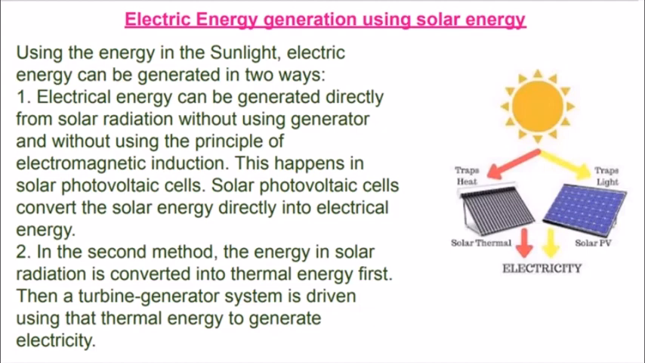And the other method is that we convert this solar energy into thermal energy. That is, the solar energy gets converted into steam, and because of this steam the turbine will rotate. We use electromagnetic induction here, we use the generator, and then the energy can be generated. So these are the two forms in which we can produce electricity from solar energy.